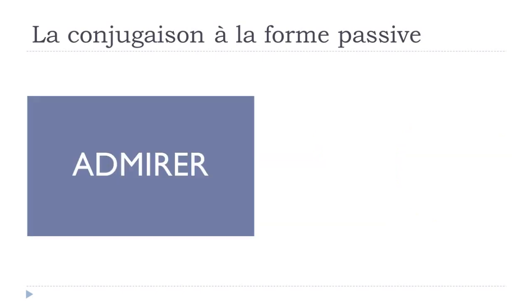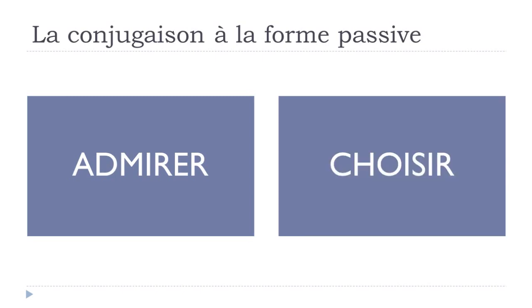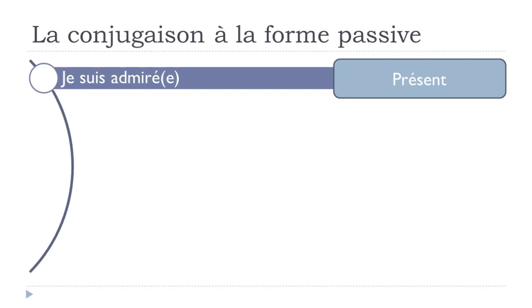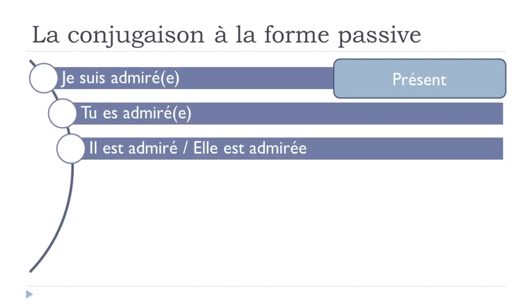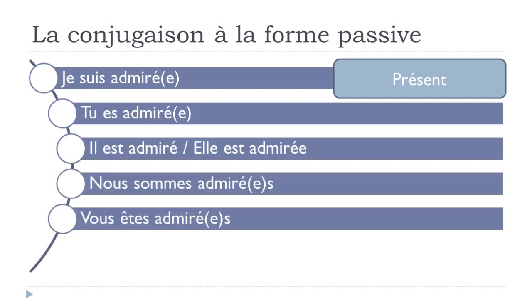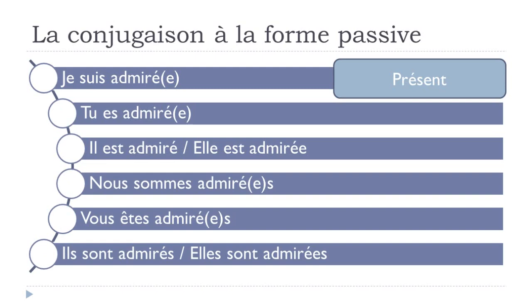So that's it. We'll take two examples. The first one will be admirer, to admire. And then the second one will be choisir, to choose, okay? But as we will change them to this forme passive, clearly it will be to be admired and to be chosen, okay? So let's see now, admirer. Présent, so it will be je suis admiré. Tu es admiré, il est admiré, elle est admirée. Nous sommes admirés, vous êtes admirés, ils sont admirés, elles sont admirées.